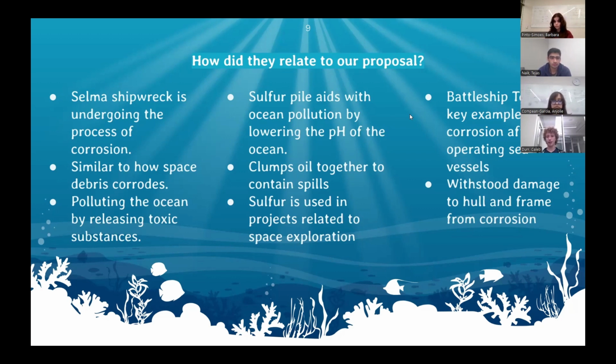Next up is Battleship Texas. It's a key example of how corrosion affects sea vessels. It served in the U.S. Navy for quite a while, and so received corrosion effects to its hull and frame, and it was repaired quickly after that.